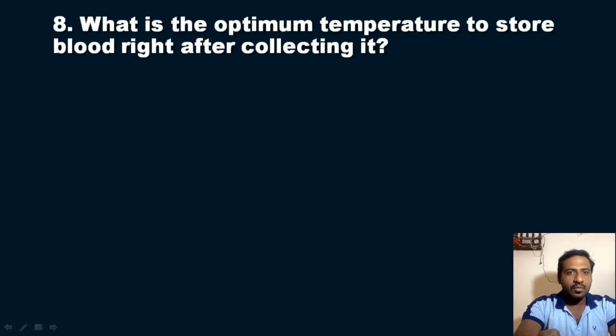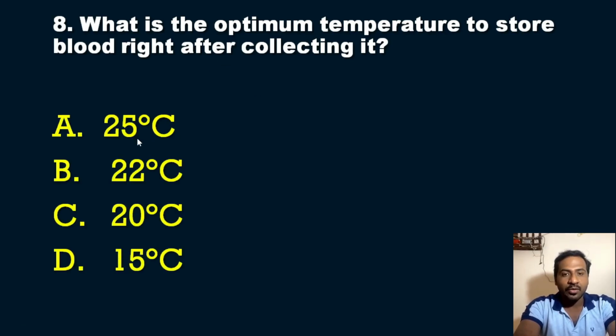Okay, so moving on to the next question, question number 8. What is the optimum temperature to store blood right after collecting it? The options are: option A, 25 degrees Celsius; option B, 22 degrees Celsius; option C, 20 degrees Celsius; and option D, 15 degrees Celsius.